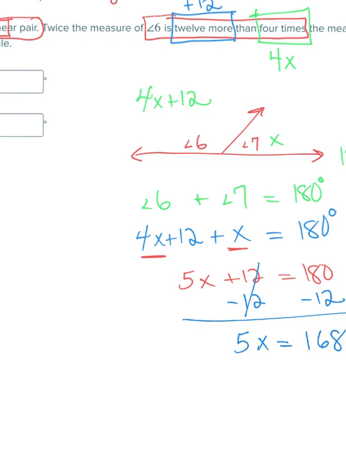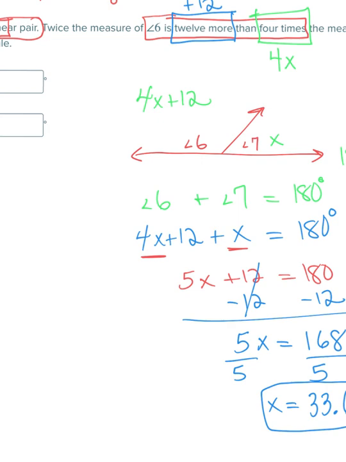And then my last step, so here we subtracted, and our last step is always to divide when I have a whole number in front of my x. I'm going to divide by 5. And you'll notice that x is actually a decimal. 5 does not divide into 168 evenly. So x is going to equal 33.6.